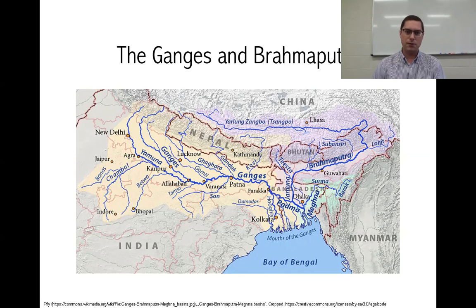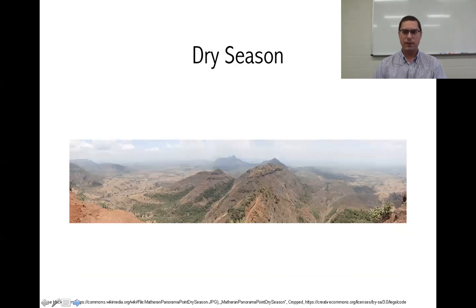So those are the three most important rivers of the Indian subcontinent. Now let's talk a little bit about the climate. And you may recall that the Indian subcontinent experiences, for the most part, in most of the area, 3 seasons: a hot and dry season, a rainy season, and a cool season.